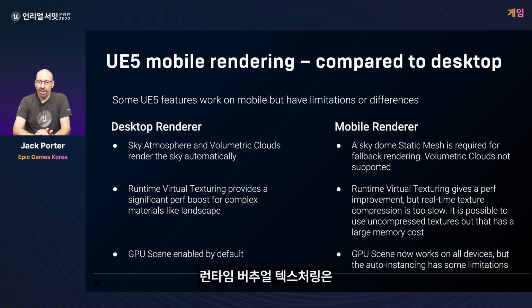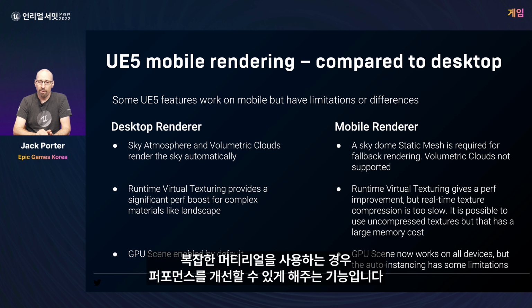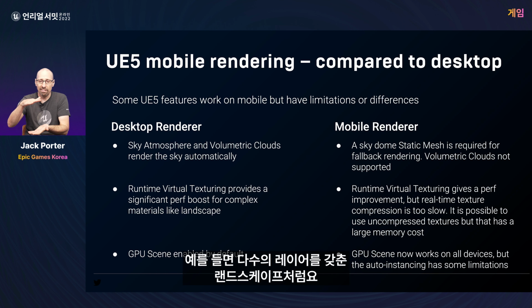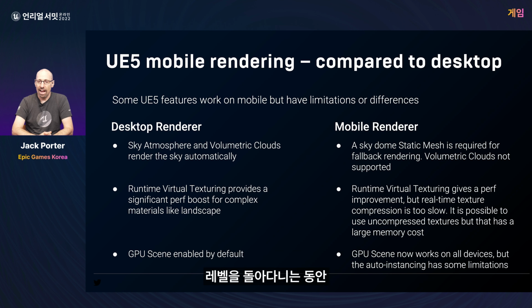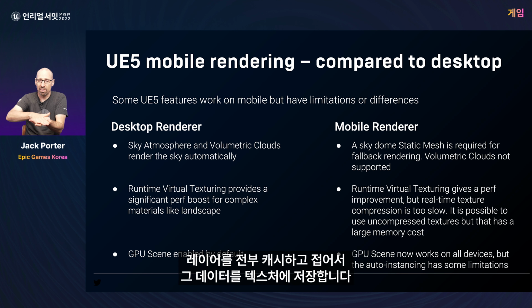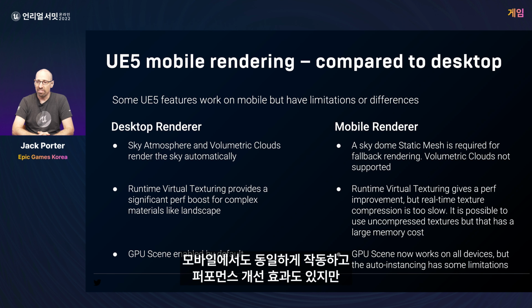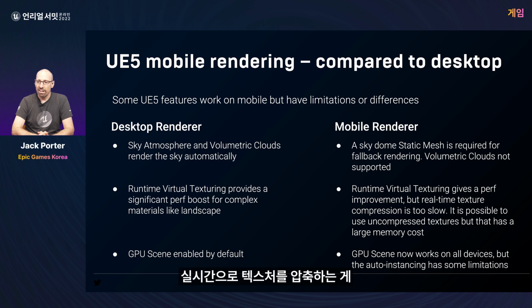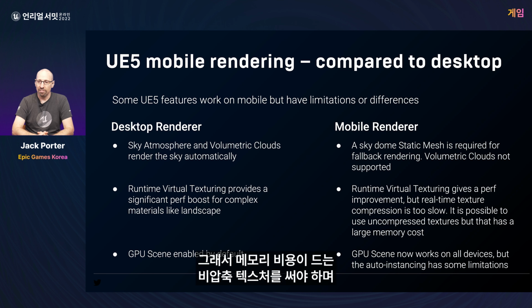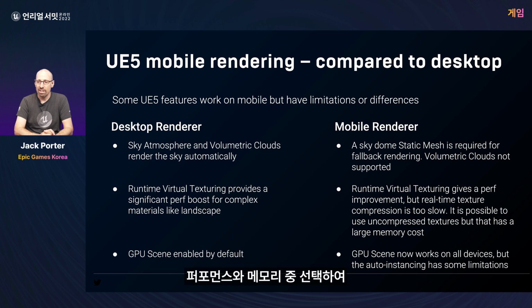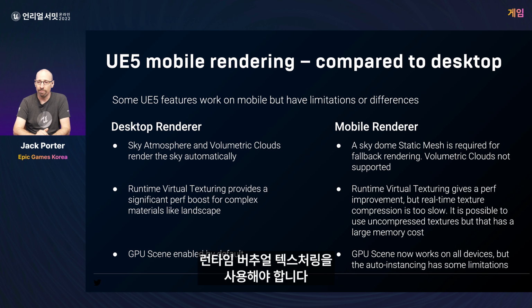Runtime virtual texturing is a feature that allows you to improve performance by taking a complex material like a landscape, which has multiple layers, and as you move through the level, caching all those layers, collapsing them, and storing that data in a texture. And this does work and gives a performance improvement on mobile as well, but compressing those textures in real time is too slow for mobile GPUs. So we have to use uncompressed textures, which has a memory cost, and you need to make a performance versus memory trade-off in order to make use of runtime virtual texturing.